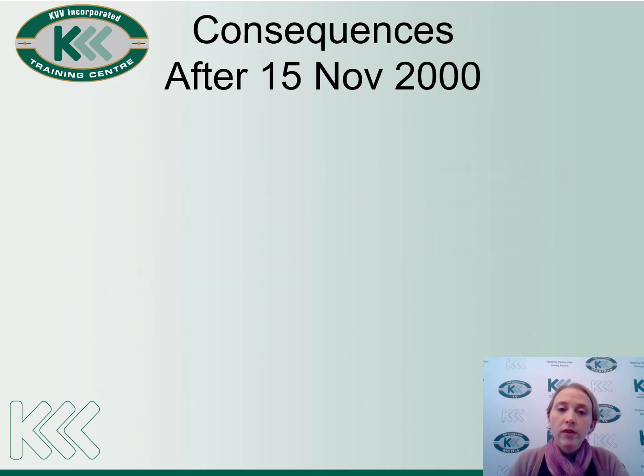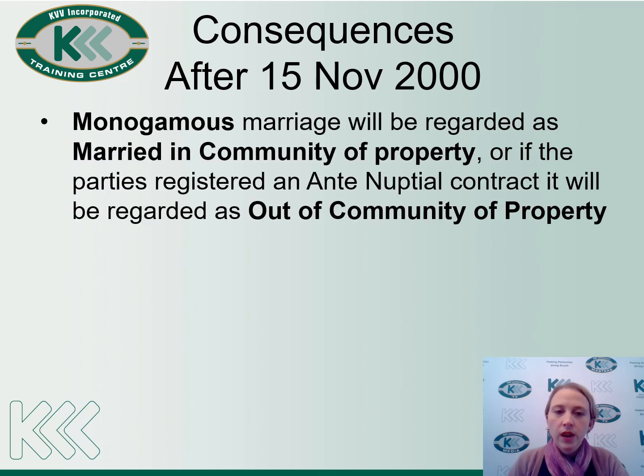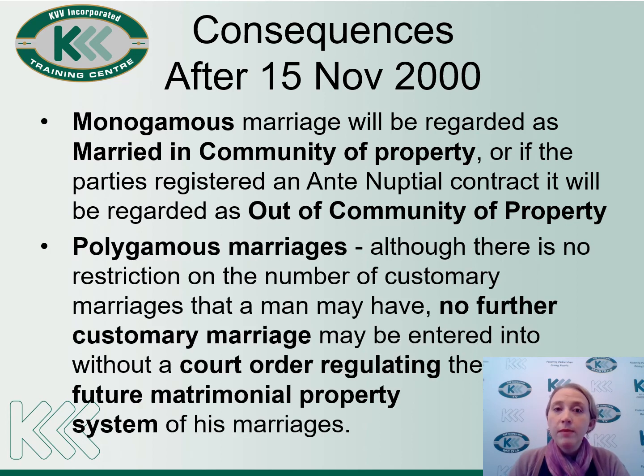The consequences of a marriage after the 15th of November 2000 will be as follows. A monogamous marriage will be regarded as married in community of property, unless the spouses have signed an antenuptial contract, in which event the marriage will be out of community of property. A polygamous marriage, however, is different.